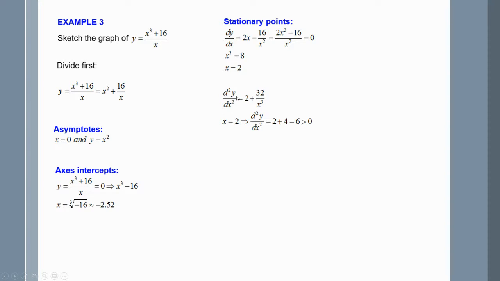The second derivative, so if we differentiate this, 2 plus 32 over x cubed, when x equals 2, the second derivative is positive. Therefore, this point 2 and 12, if we substitute 2 back into the equation, is a local minimum.